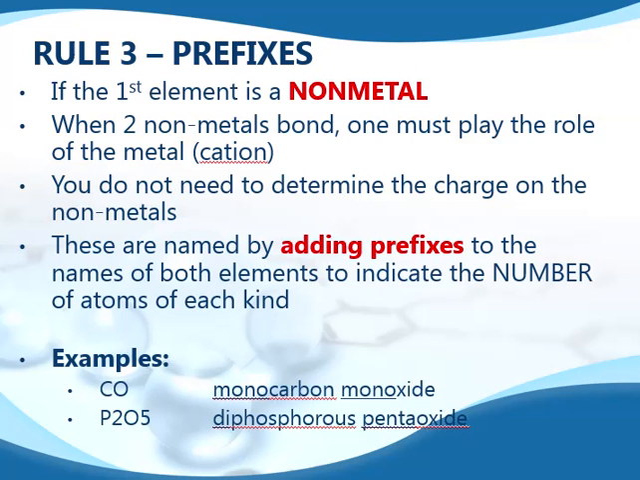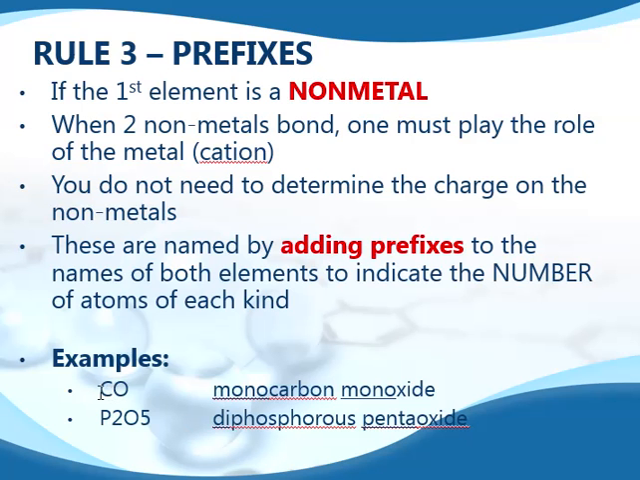This is going to be your favorite one, because it's the easiest. This is how you name covalent compounds. If the first element is a nonmetal, you are only going to use prefixes. So if it's a nonmetal, like oxygen, boron, even some of these metalloids, just add your prefixes. Don't think too much about it. Know the prefixes: mono, di, tri, those kinds of things. There's a list in your notes packet, and that's how you're going to name it.